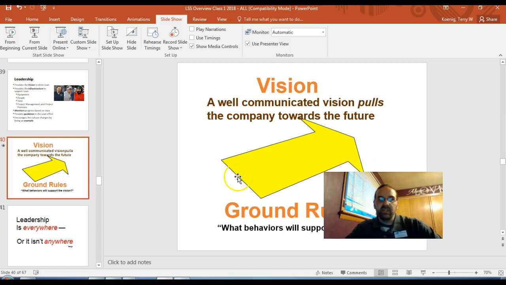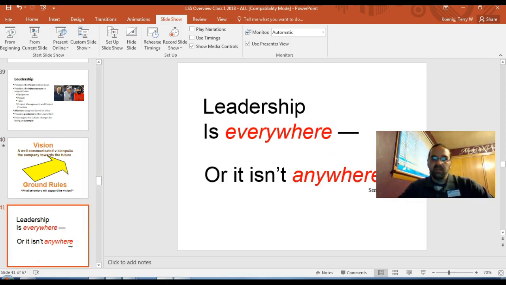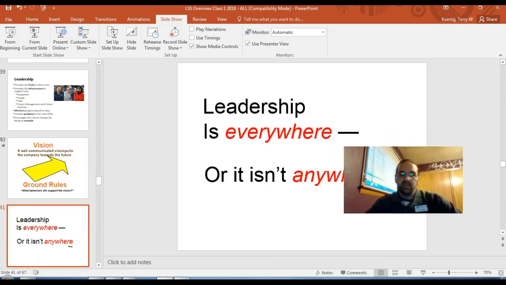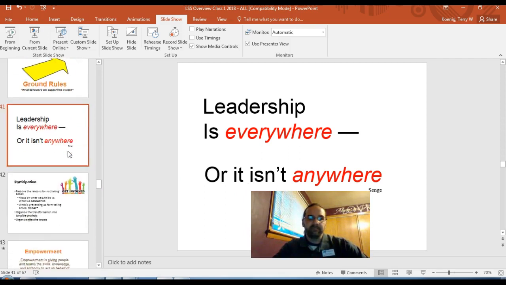So having a vision, a well-communicated vision, and some ground rules. What behaviors will support the vision? Pretty simple. Leadership is everywhere or it isn't anywhere. I'd find that in politics.